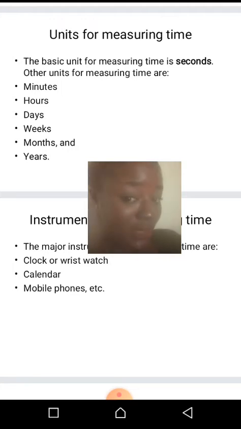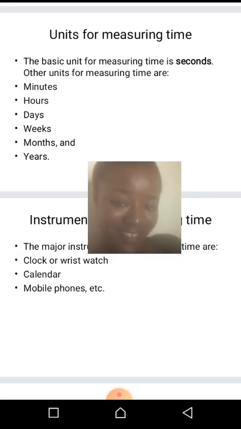But remember, what is the basic one? Seconds. I'll take the units again. Minutes, hours, days, weeks, months, years, decades, and centuries. Now, there's this metric unit that we usually recite. Let me do that for you.